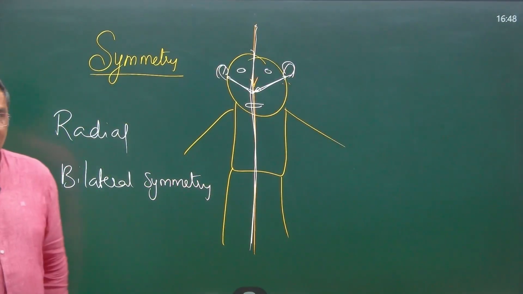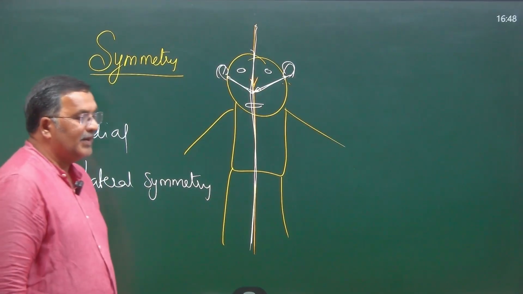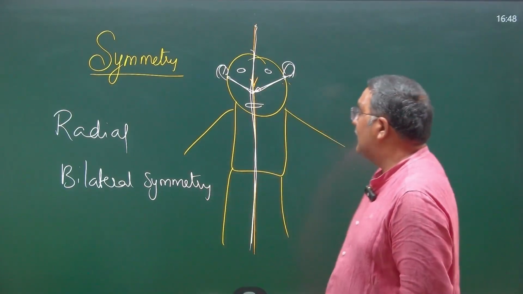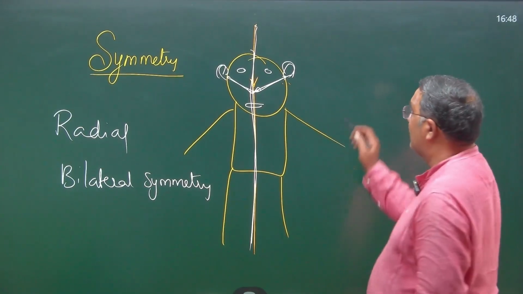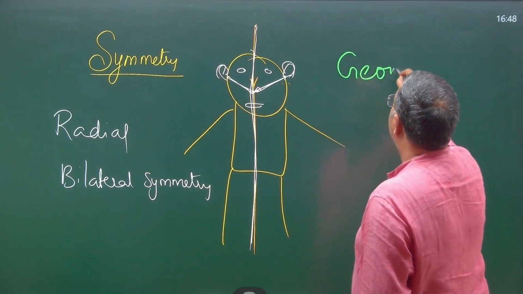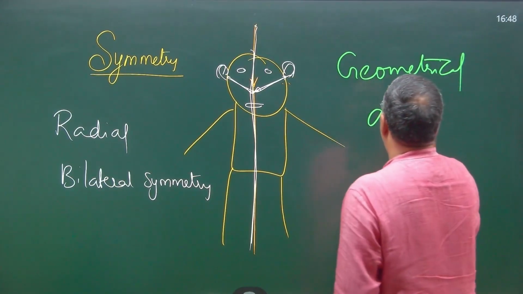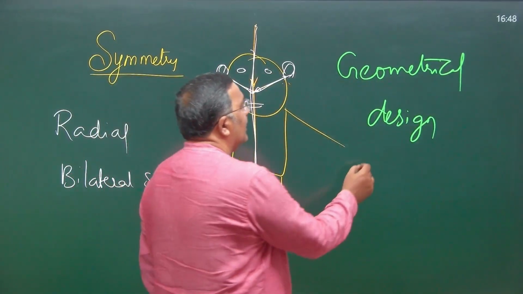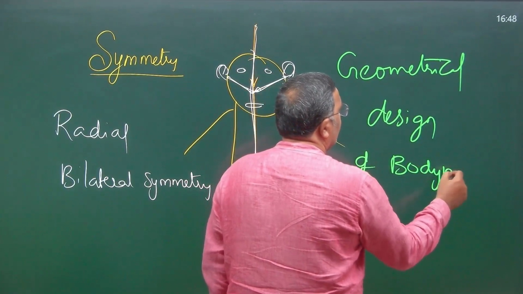What is symmetry? First of all, before going to the radial and bilateral symmetry, you should know what symmetry is. Geometrical design of body parts is said to be symmetry. Geometrical design of body parts.